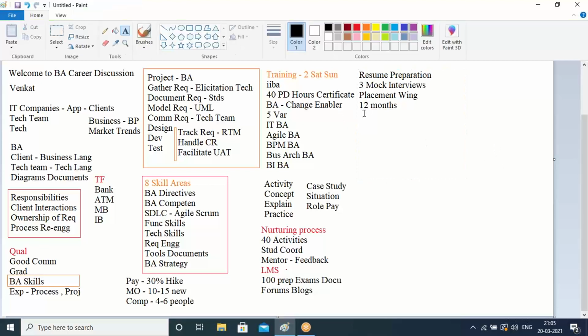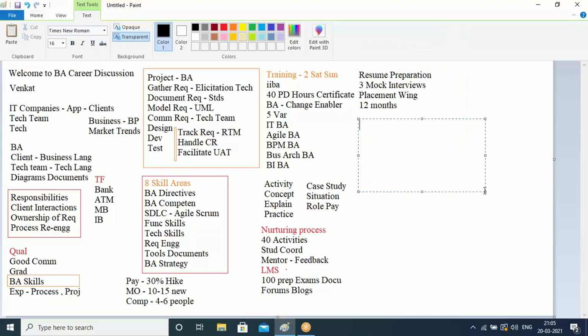There's a frequently asked question: suppose I take this training program, how soon will I get a job as a business analyst? For that, initially the training would be 2 weeks in duration, and then we have the nurturing process, which will take 4 to 5 weeks. So tentatively, it will take 1.5 months for you to learn business analysis.